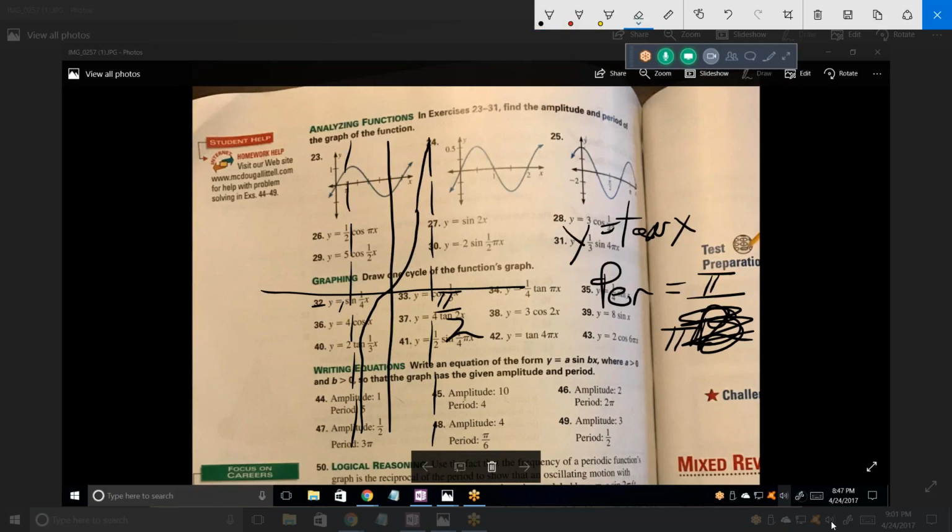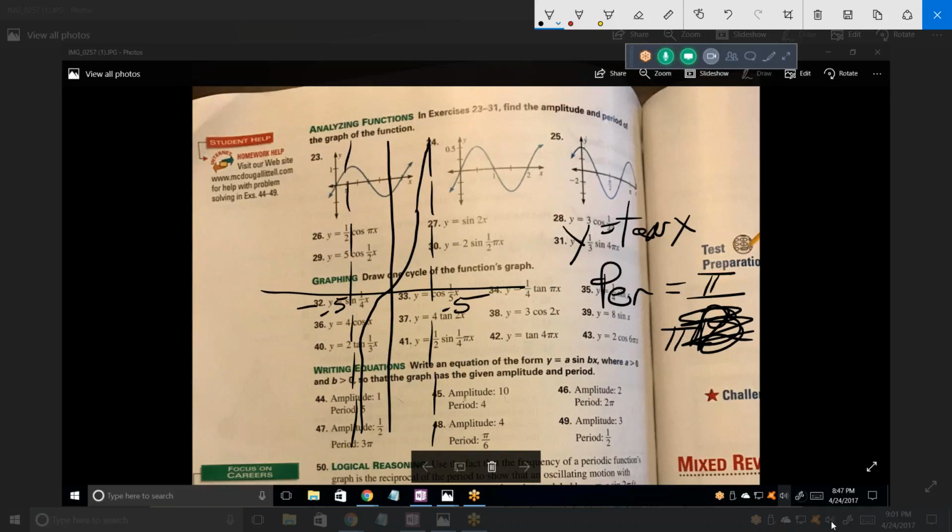Now, the period is 1. What does that make my x-axis? What are those two asymptotes? Where are they at? If my period is 1, yes. Minus 0.5 on the left, plus 0.5 on the right.